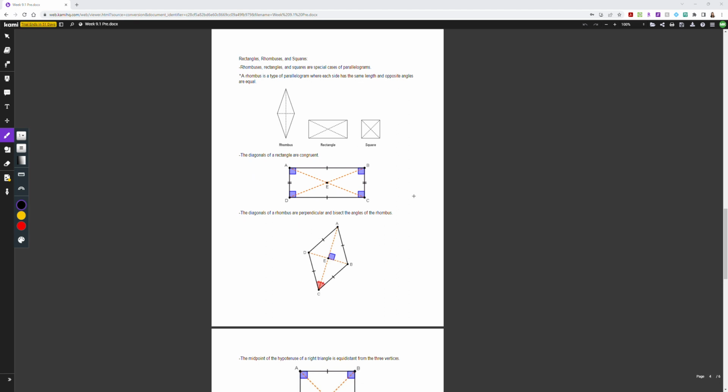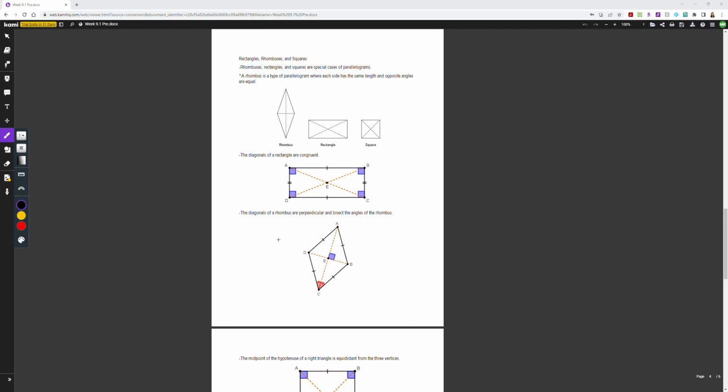So now, with rectangles, rhombuses, and squares, these are some of their properties that are really, really handy to remember. So the diagonals of a rectangle are congruent, which means this line, AC, would be congruent to BD. Alright, and they will meet at the very center of the rectangle.